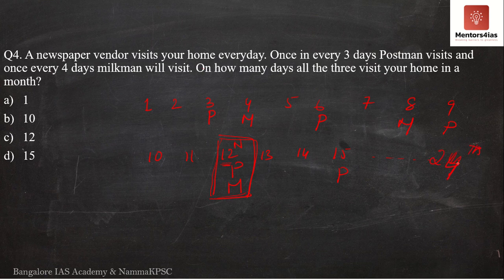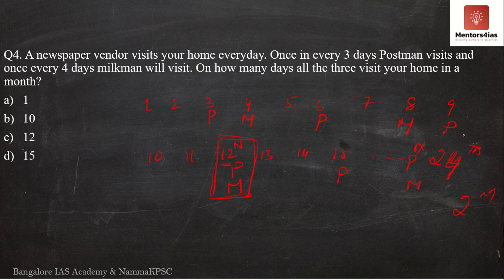24th, why? 12 plus 12, 24th. On 24th, once again, the newspaper vendor, the postman and the milkman will all visit together. So on 24th, they will visit in a month. The next time, when will they visit on the same day? Another 12 days later. It should be the 2nd of next month, considering that this month has only 30 days.